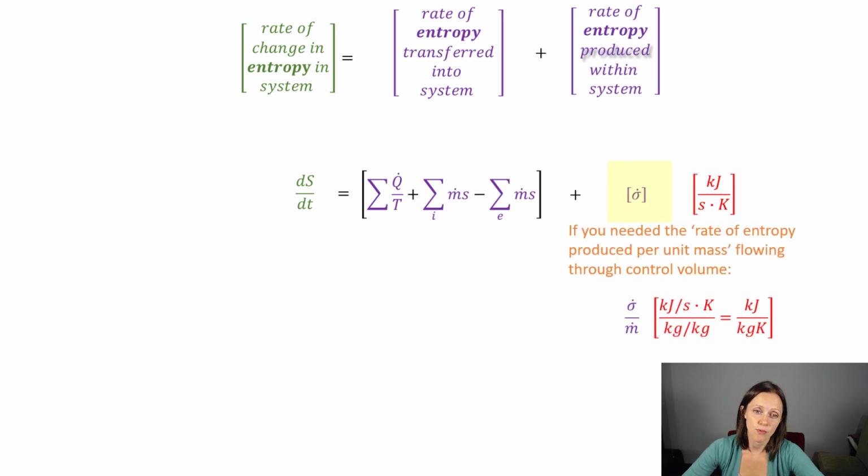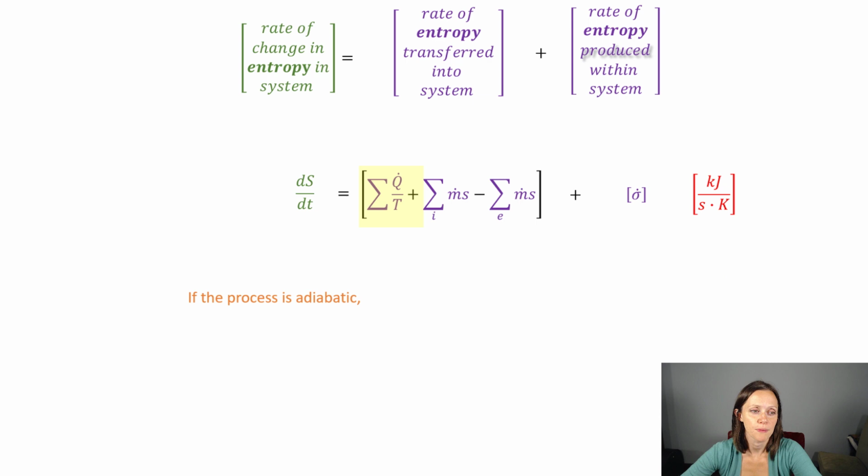If the problem asks for the rate of entropy produced per unit mass, per kilogram of whatever is flowing through this control volume, then it's asking for sigma dot divided by m dot. And so the units will give you kilojoules per kilogram Kelvin. Just be aware of that little verbiage. On a test, I'll give you the units in addition to that verbiage. So if I'm asking you for the rate of entropy produced per unit mass, I'll say in units of kilojoules per kilogram K or BTU per pound mass degree Rankine, so it's clear.